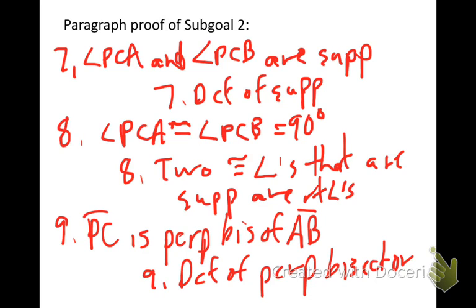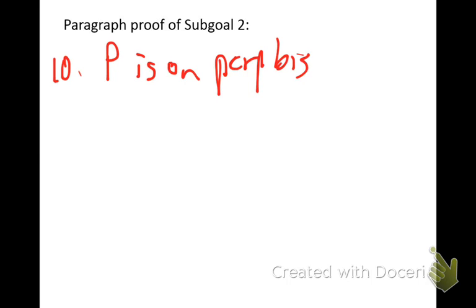And then the last step is just a formality. We have to say what we set out to prove. Does everybody have this? Can I go on? All right. The last step would be step 10: P is on the perpendicular bisector of AB, and that's by definition of line segment.